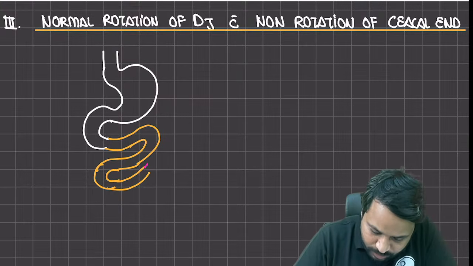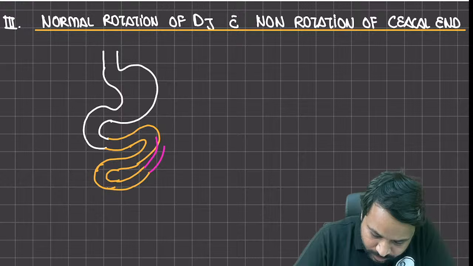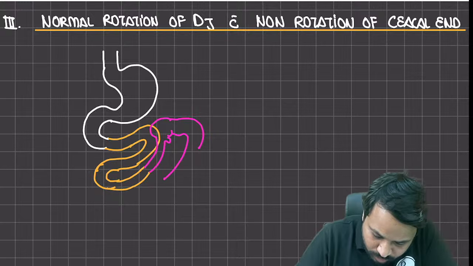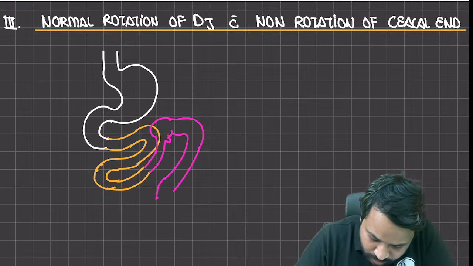So basic position is going to be your terminal ileum is going to be here. This is the appendix. This is the cecum. And you see the colon and the transverse colon is going to go across here, right? So this is the whole objective.